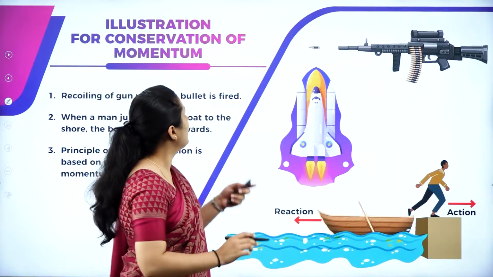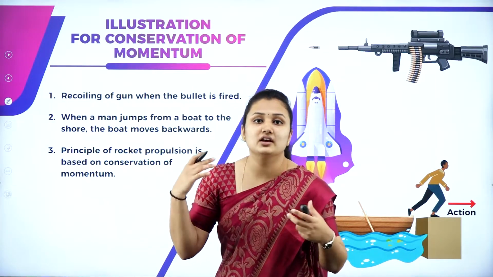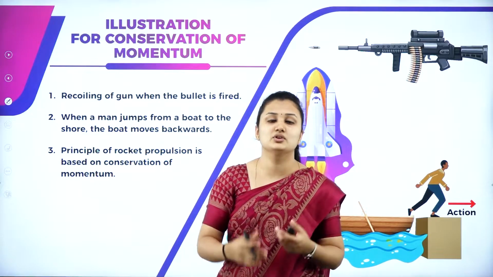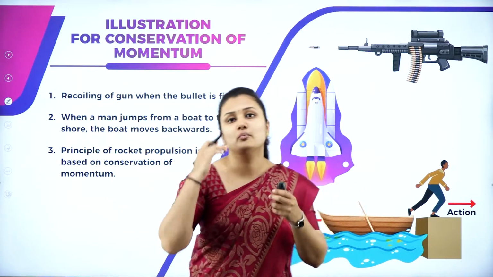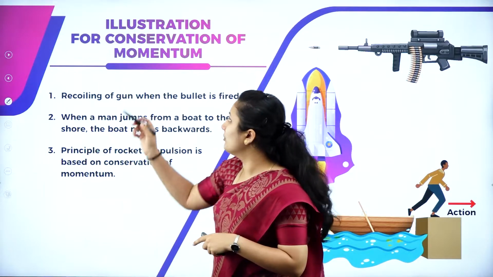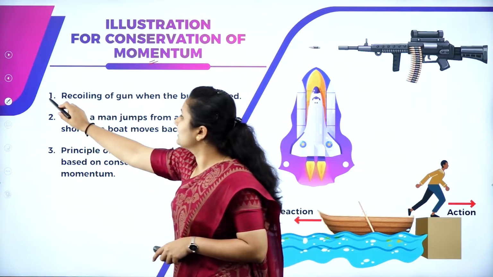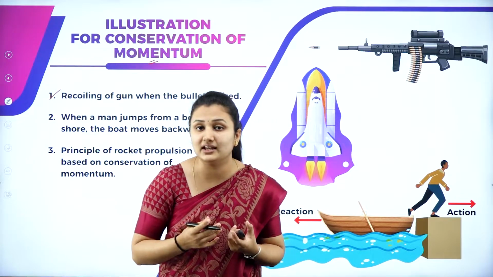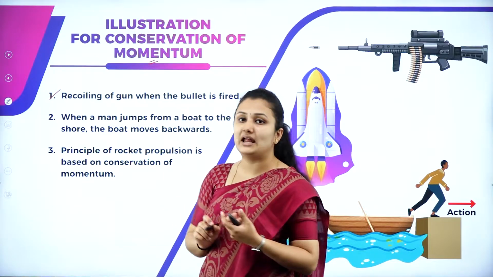Next we have the illustrations. Two boys walking on the road or two people running, the Monte Carlo experiment, rocket propulsion, all work on the principle of the law of conservation of momentum. We have a few examples for conservation of momentum. The first one is recoiling of a gun when a bullet is fired. What do you mean by recoiling?